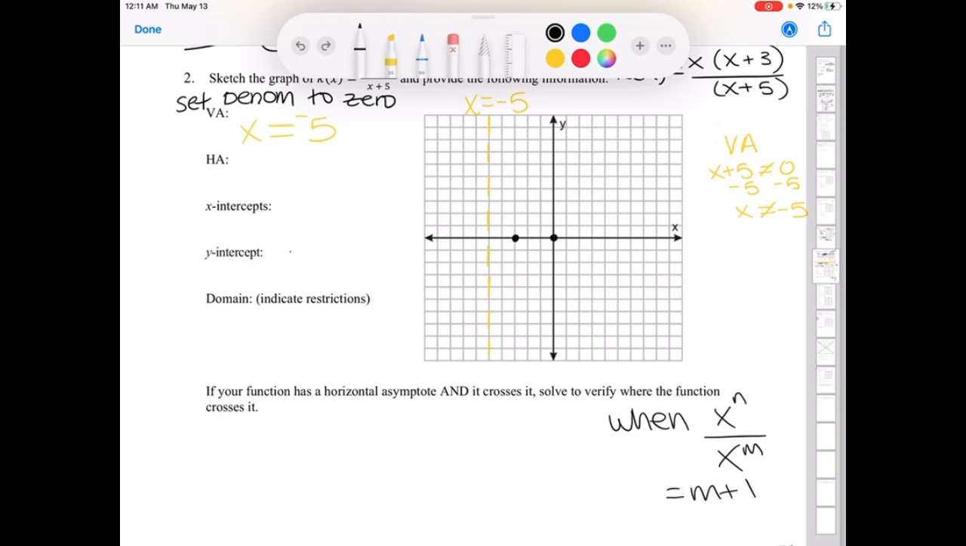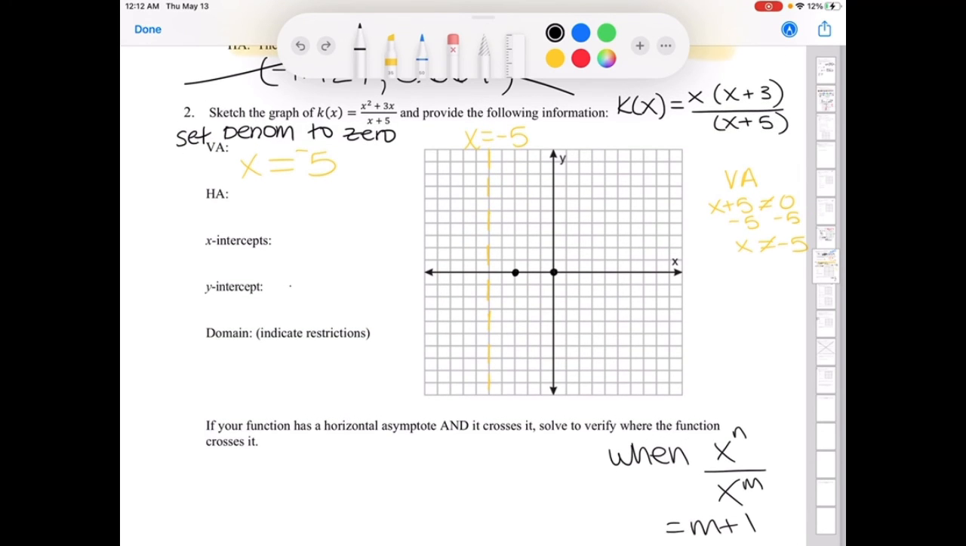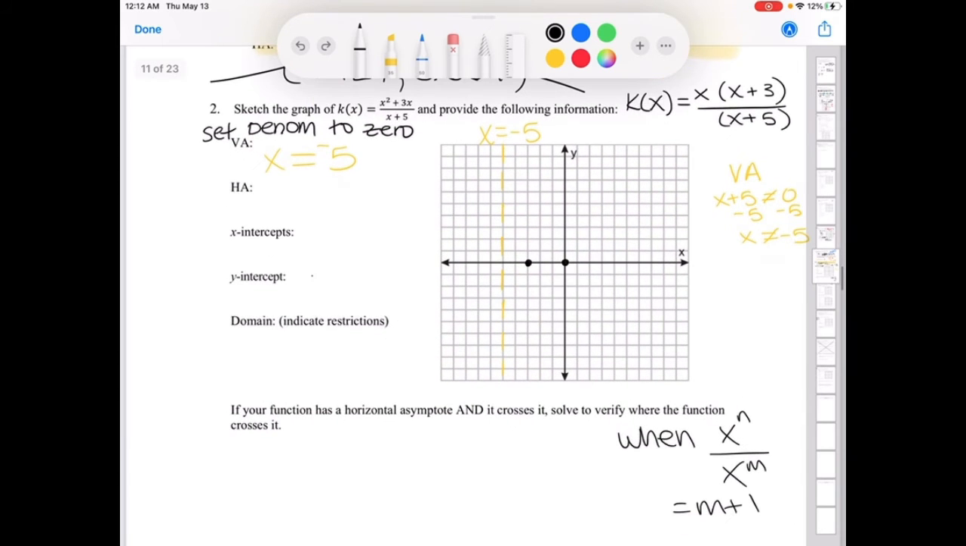So now, whenever you have a numerator with a degree n and a denominator with a degree m, if your n degree is equal to your m degree plus 1, which is the same thing as saying your numerator is 1 degree higher than your denominator, then you're going to have to divide the numerator by the denominator and solve for what's called a slant asymptote. So that's what we're going to do here. We're going to solve for our slant asymptote.